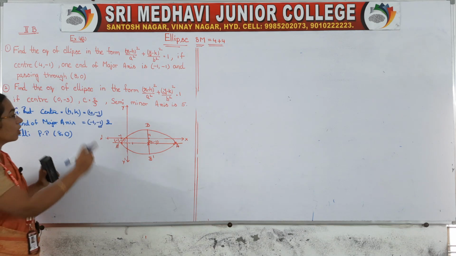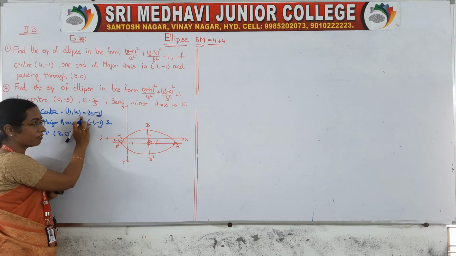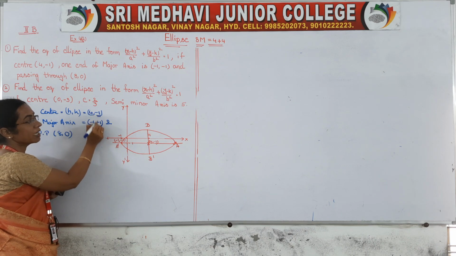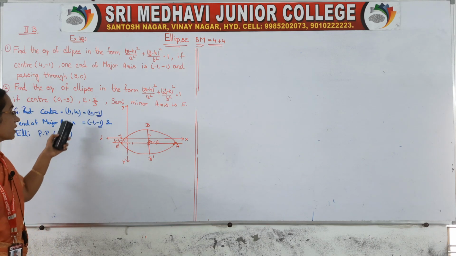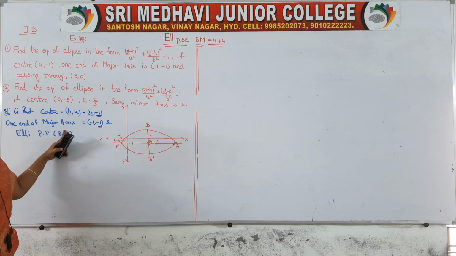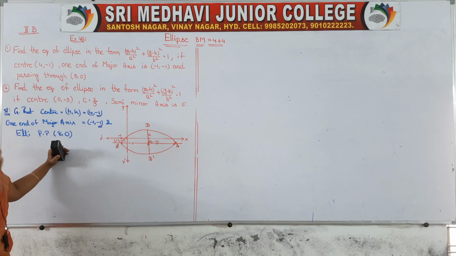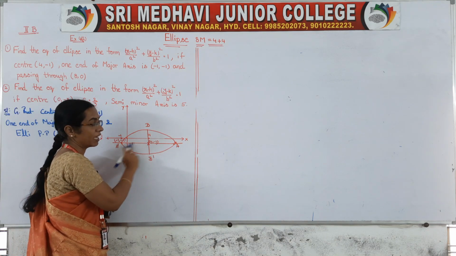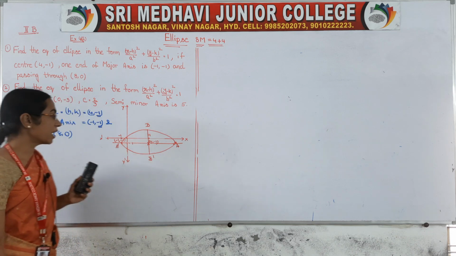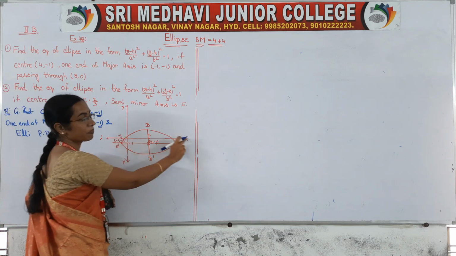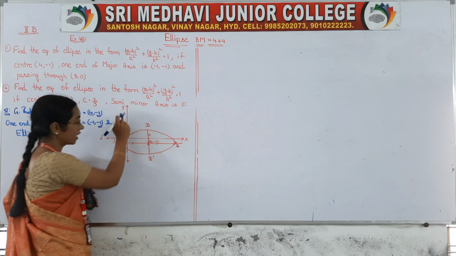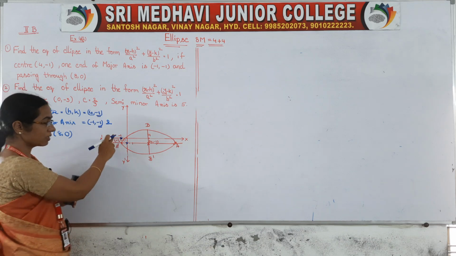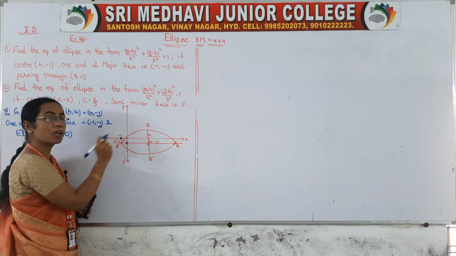So for that, if you observe the given points, center is given, one end of major axis is given. Here the y coordinate is same for both the center and one end of the major axis. Whenever the y coordinate is same, the major axis of the ellipse will be a dash. You observe, see, this is your coordinate axis, x axis, y axis. Here we have minus 1 on x axis, minus 1 on y axis.